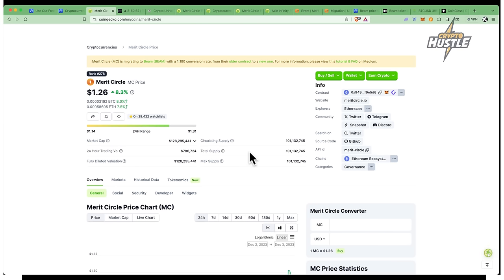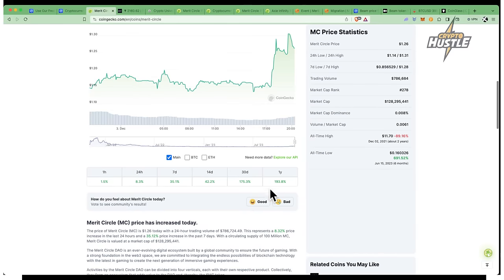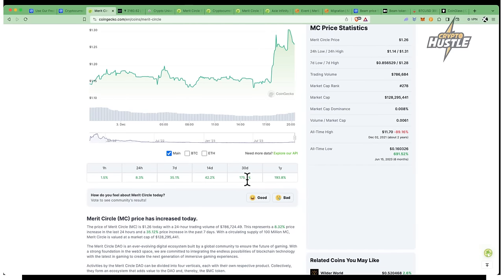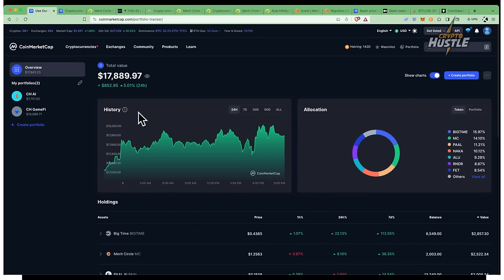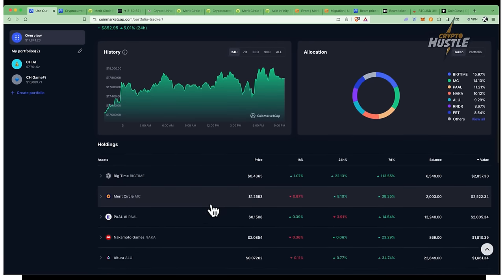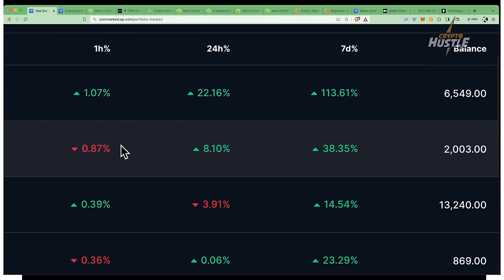of the time. But you and I, if you have been in my Discord Alpha group, I shared about Merit Circle months ago when it was worth almost nothing, when it was still in the cents. And now look at us, right? In 30 days, it's up 175%. And newsflash, Merit Circle is the second best performing token in the portfolio that we created here.